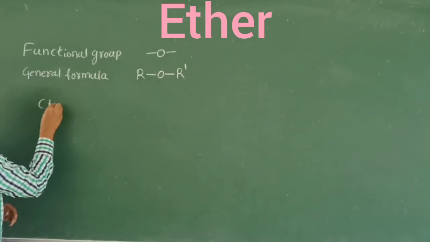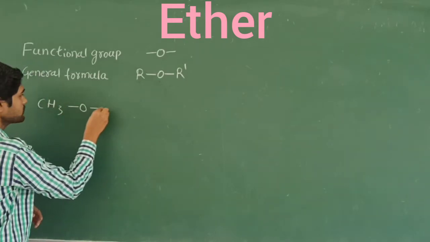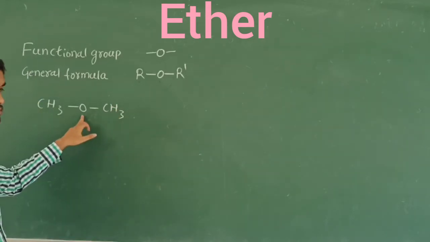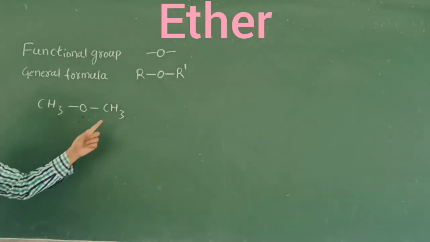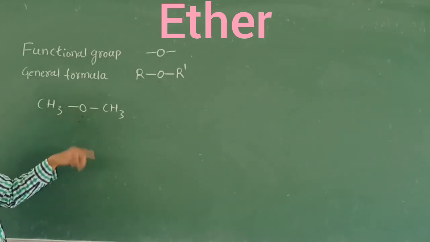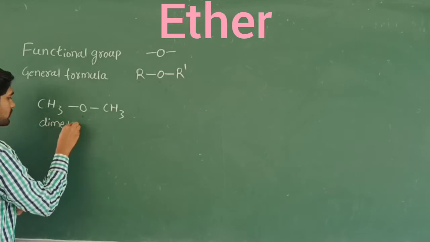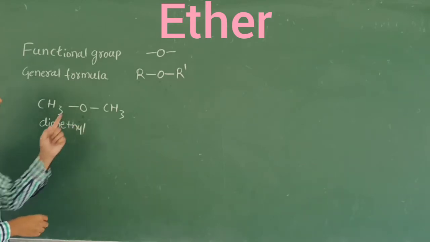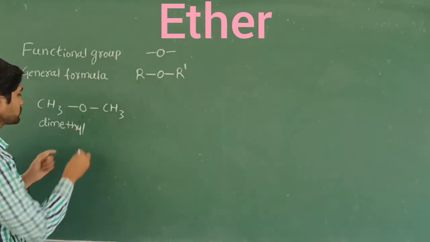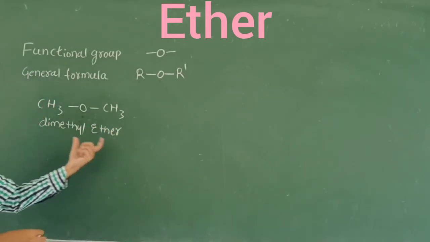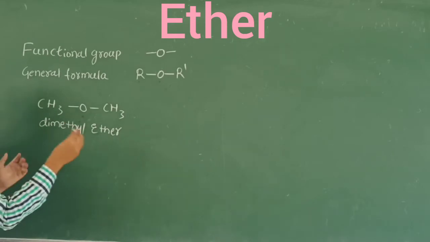When I write the same group, I write CH3OCH3. So these are the two alkyl groups which are attached to the oxygen atom. So what is its name? How many methyl groups are there? 1, 2. Two methyl means its name is dimethyl. And what is the name of this chapter? Ether, right? So we should end with ether. Its functional group is called ether.